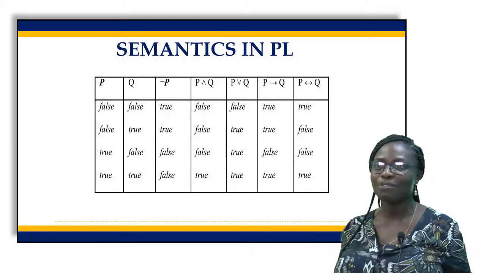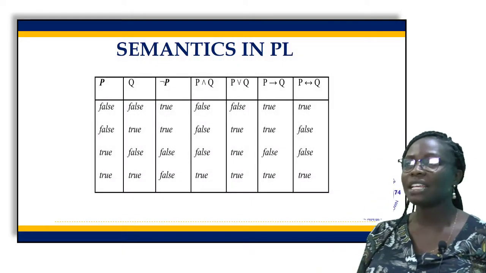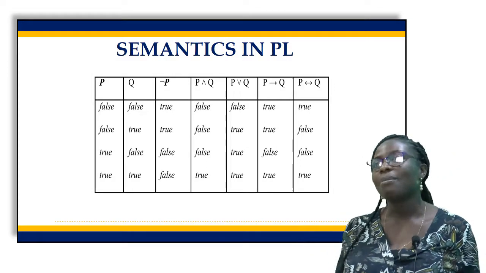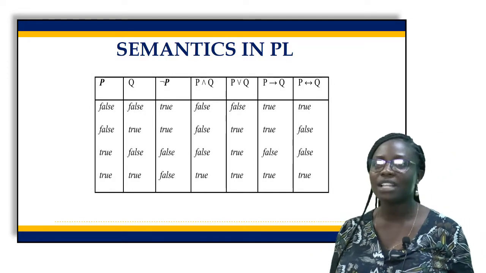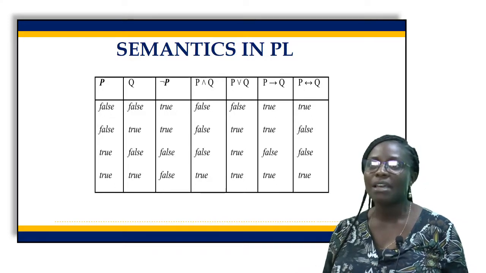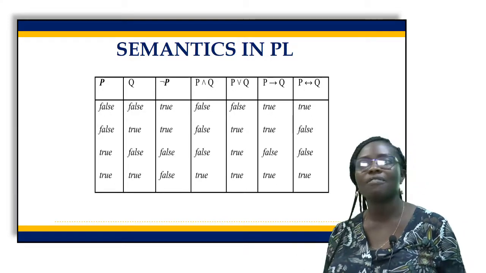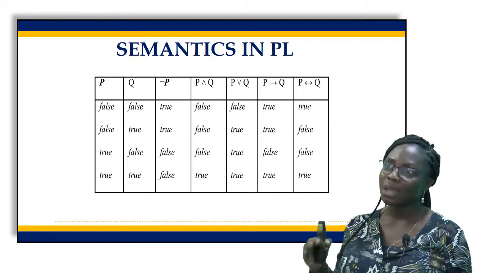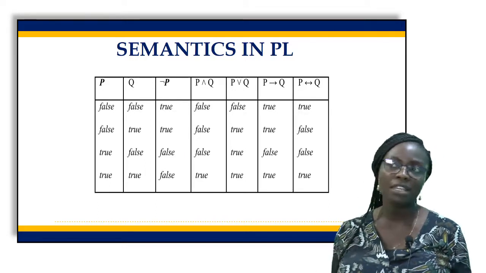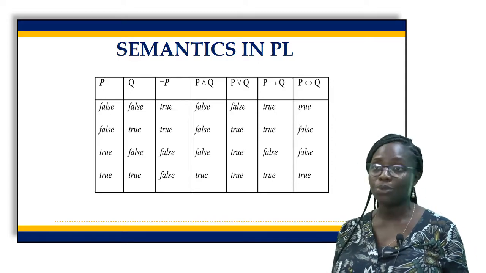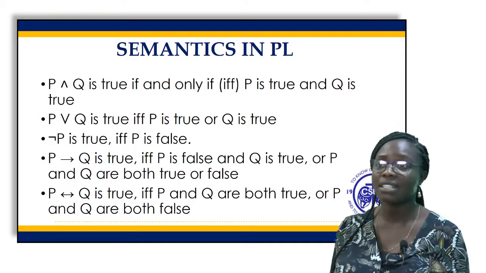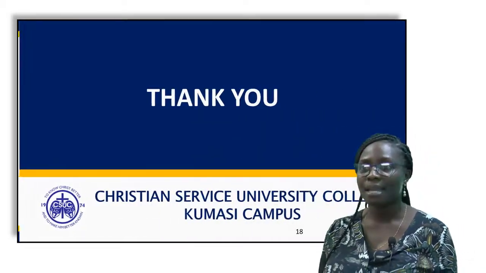Okay, let's move on. I've created a small table based on some of the simple connectives that we have, where I'm looking at P, Q, the negation of P, P and Q, P or Q, P implying Q, and P bi-implication Q. This table is based on the semantics of propositional logic that I just explained. It should make a bit of sense.